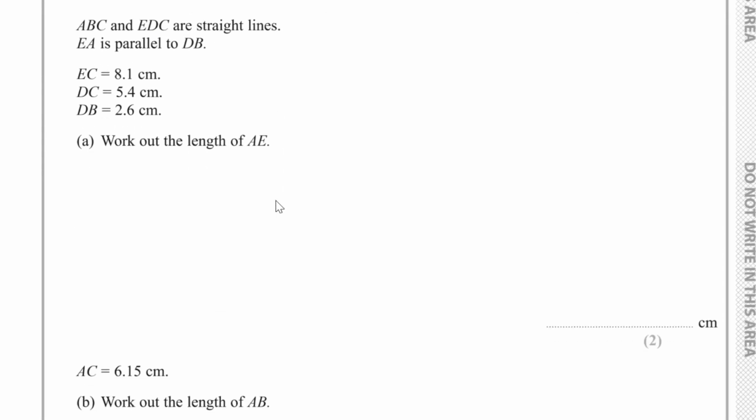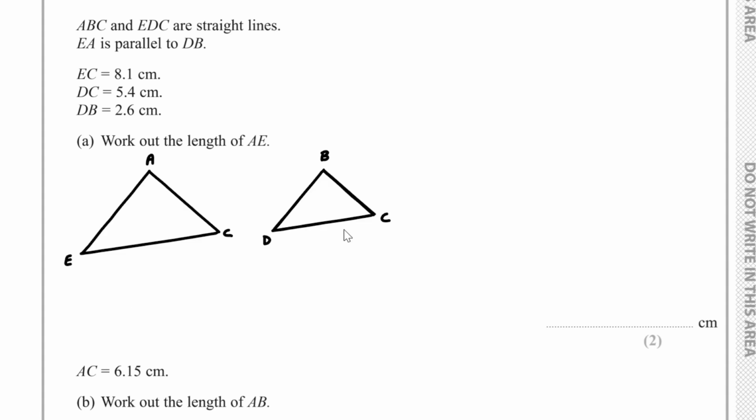So what we can first of all do is draw out those triangles to help visualize what exactly we need to work out given what we've been given. So we've got two triangles over here, and we've got EC, which is 8.1. We've got DC, which is 5.4. And we've got DB, which is 2.6. We have to work out what AE is.